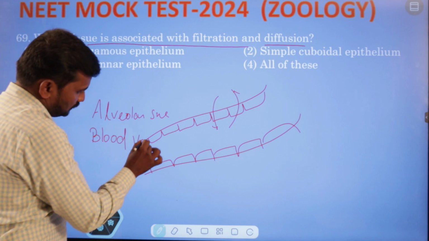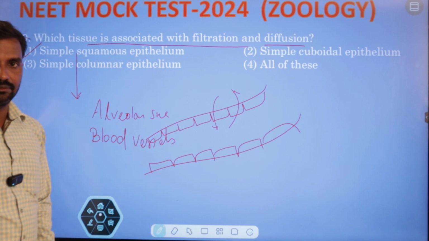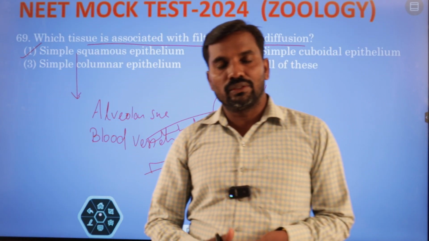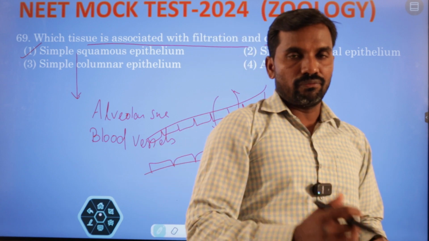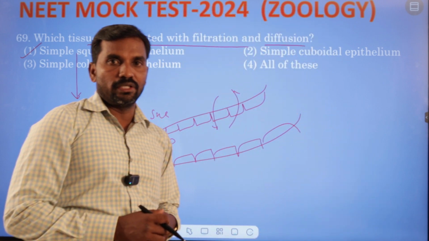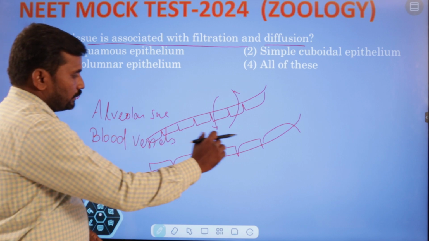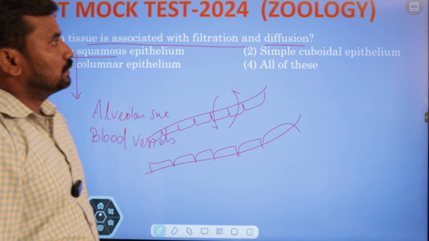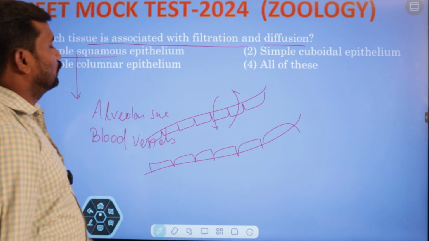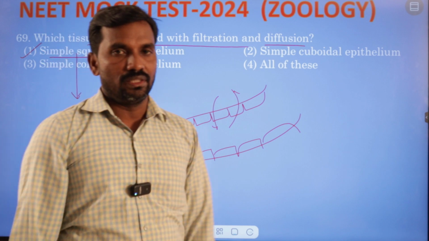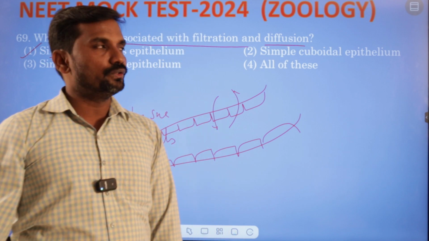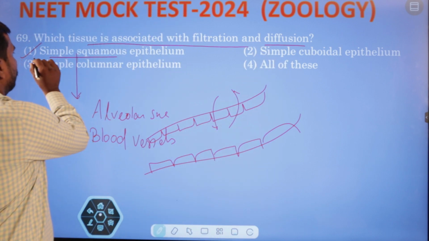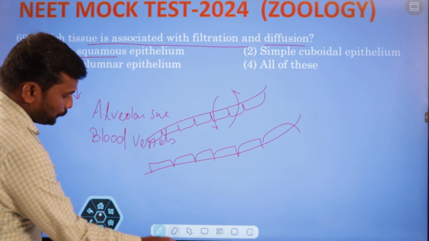We know very well about the blood vessels. There are mainly three different types of blood vessels: arteries, veins, and capillaries. The primary function of an artery is to carry oxygenated blood from the heart to all other parts except the pulmonary artery. All the arteries, veins and capillaries are mainly made up of simple squamous epithelium. Simple cuboidal epithelium and simple columnar epithelium are present in different structures, specifically tubular parts such as the fallopian tubes. But since the question mentions filtration and diffusion, it is exclusively simple squamous epithelium.